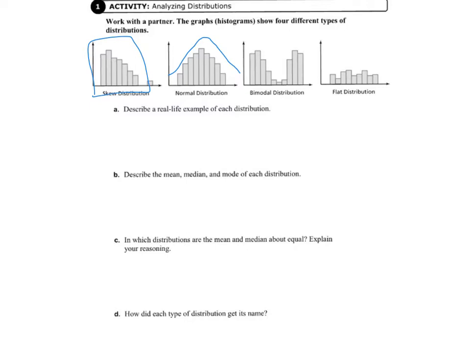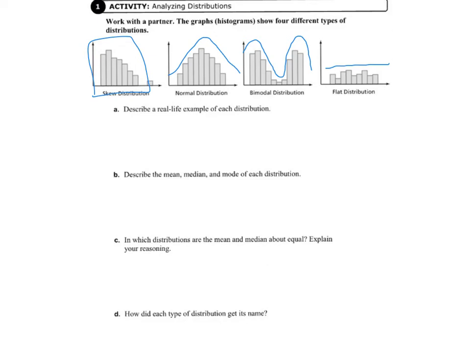A bimodal distribution is almost the exact opposite of a normal. Everything is in 2 peaks. A flat distribution doesn't have much of a peak at all. It's exactly as it's described. It's flat. So our job is to describe a real-life example of each distribution. So there's not one right answer for any of these, so I'm going to give you some suggestions of what these might be. You might have some ideas of your own that you are welcome to add.